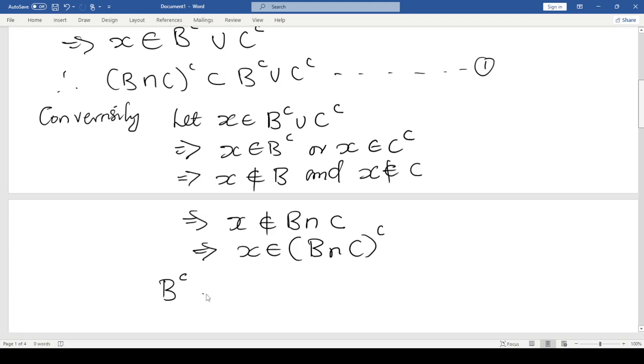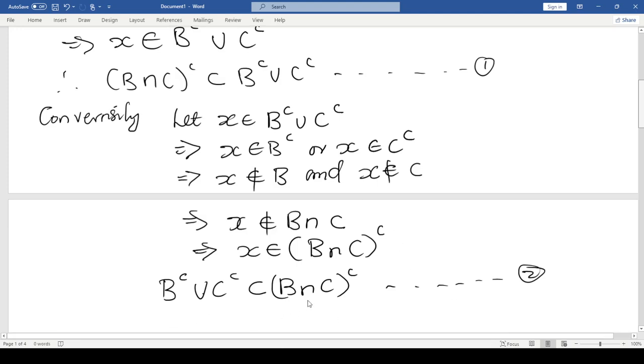Okay, so this just shows us that B union C complement is a subset of B intersection C complement like this. So you can just call this one equation number 2 or something like this. So now, if you look at these two here, we've proved that the left hand side is equal to the right hand side, and also that the right hand side is equal to the left hand side. So therefore you can just conclude here.